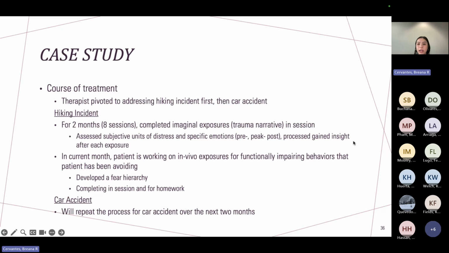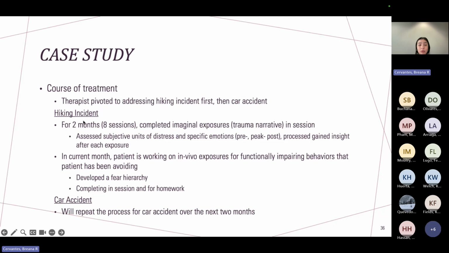So we ended up pivoting because although there were two traumas, this is the thing that she endorses as being most impairing. And it's also the thing that I had the most buy-in to work on. So we pivoted. We said, okay, we're going to work on the hiking incident first. Then let's see what happens from there. And if it's okay, we can process the car accident.